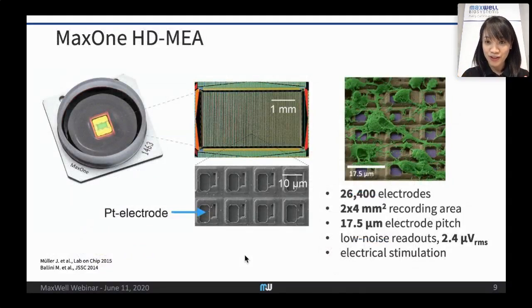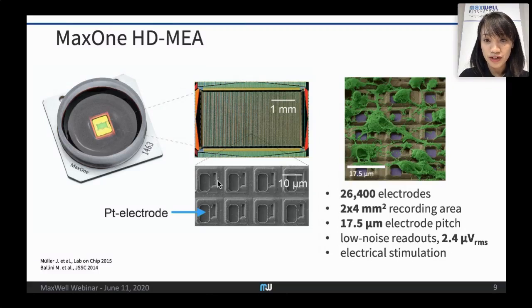So focusing more on our high-density microelectrode array, this is showing Max 1, but it's the same microelectrode array that is in Max 2. So in every well we have this chip, wherein in the 2 by 4 millimeter square area we have 26,400 electrodes, and the distance between two electrodes, center to center, is 17.5 micrometers. That means that for one cell, there can be many electrodes that are measuring signals from that single cell.